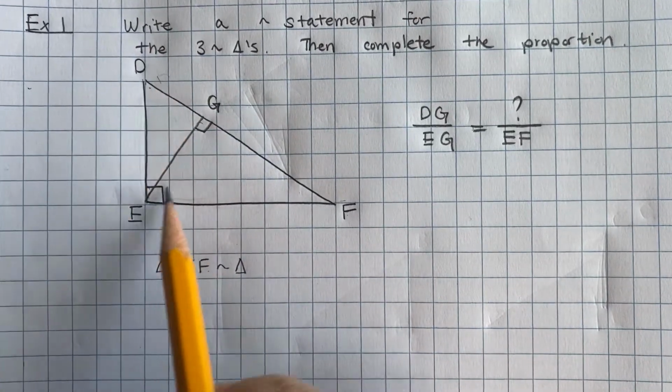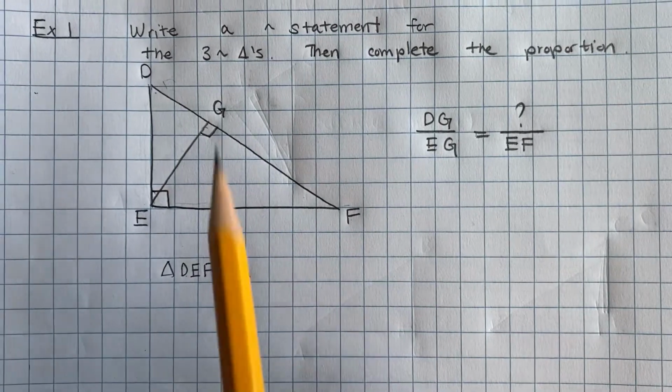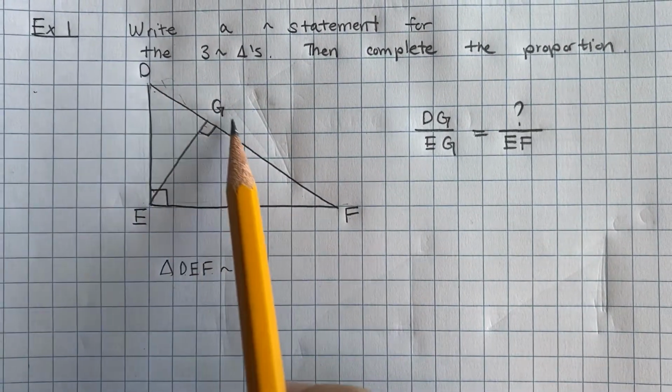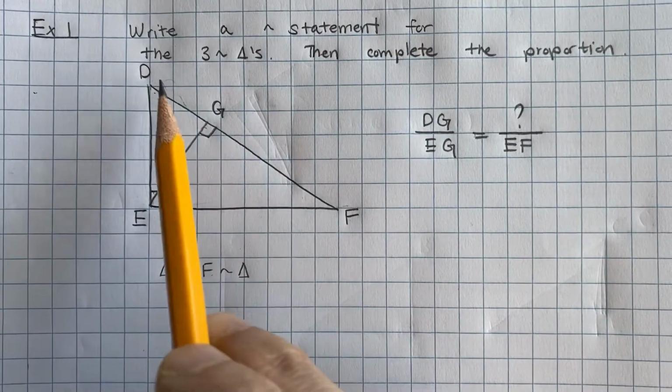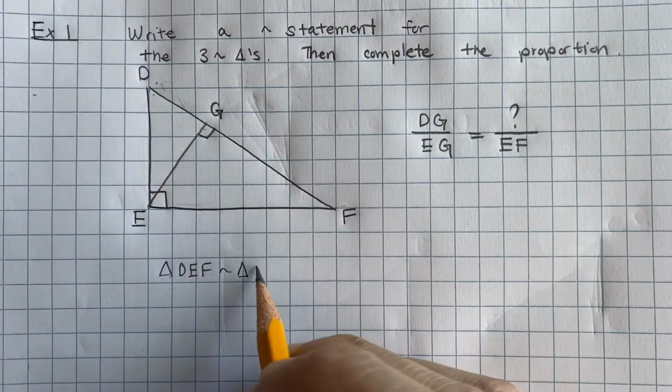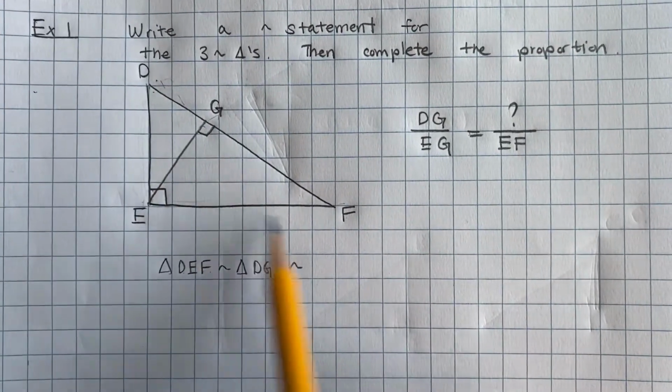Now I'm going to take care of this triangle right here, the smaller one, the upper left. Remember, short to long. This one looks like it's the shorter leg, and this one looks like it's the longer leg. So I'm going to say triangle DEF is similar to DGE, right?